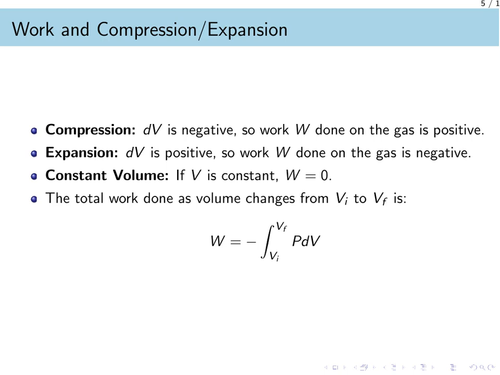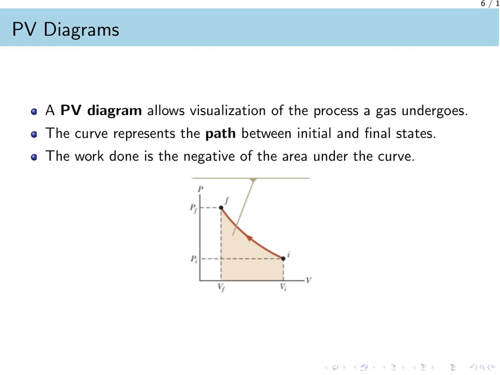To find the total work done during a change from an initial volume to a final volume, we calculate the negative integral of the pressure with respect to volume over that range. This requires us to know exactly how the pressure changes as the volume moves. A pressure-volume diagram, or PV diagram, is a vital tool for visualizing these thermodynamic processes. On this graph, the vertical axis represents pressure, and the horizontal axis represents volume. A curve or line on the diagram represents the specific path the system takes between its initial and final states.